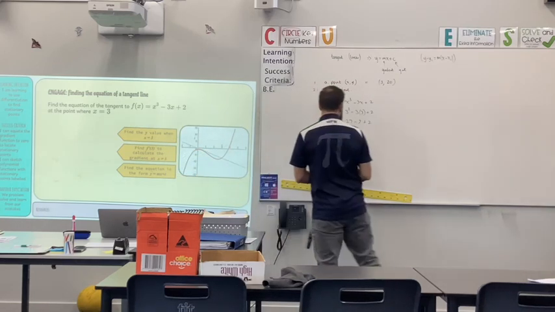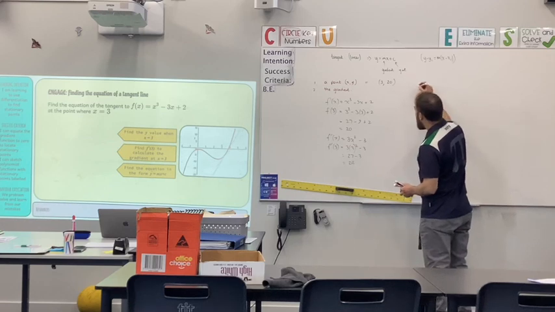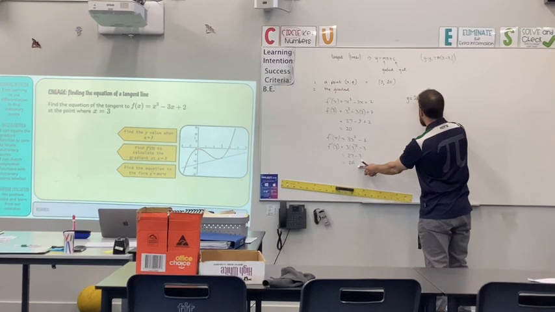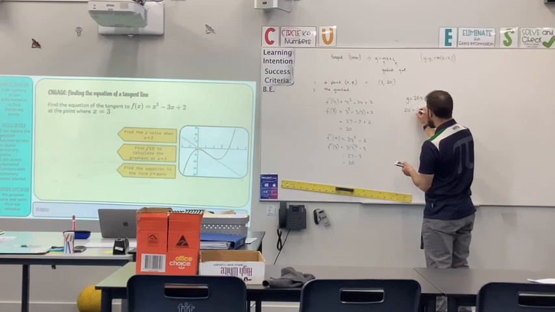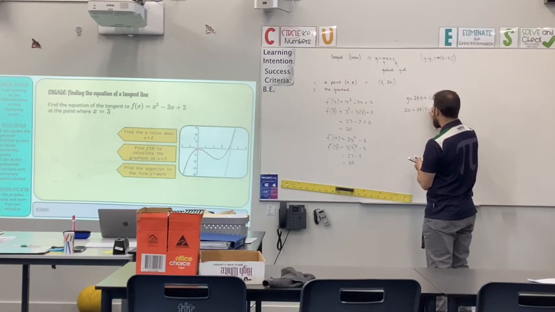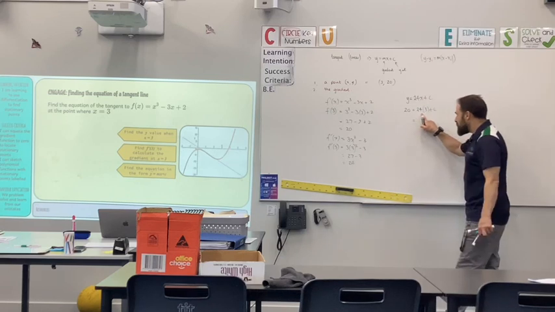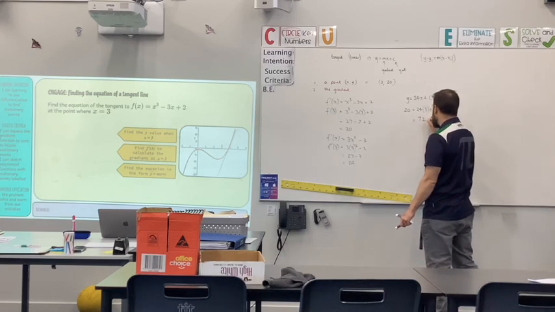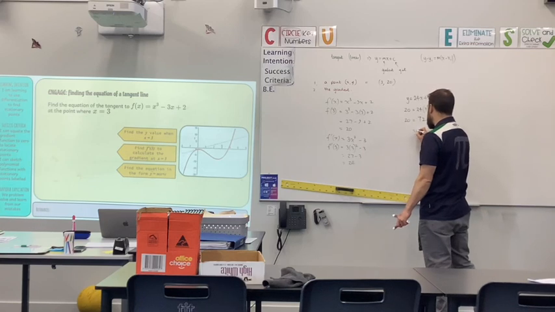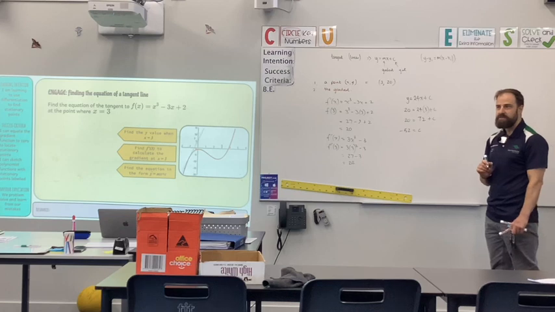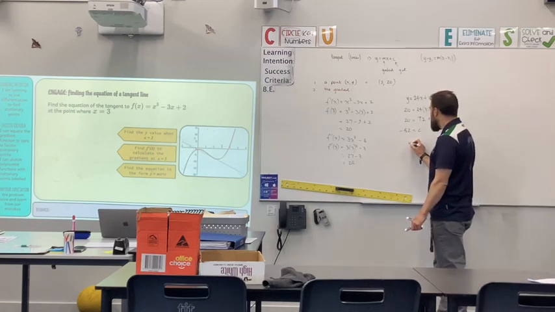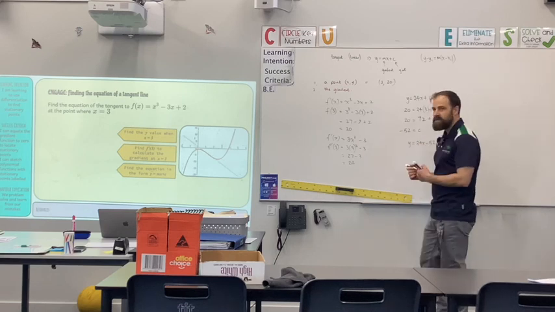Now I'm going to find the equation. So I'm working with y equals mx plus c. I'm going to have y equals 24x plus c. Substitute in the x and the y values. 20 equals 24 times 3 plus c. 24 times 3 is 72. Subtract the 72, and I get negative 52. So my final equation for the tangent is y equals 24x minus 52.